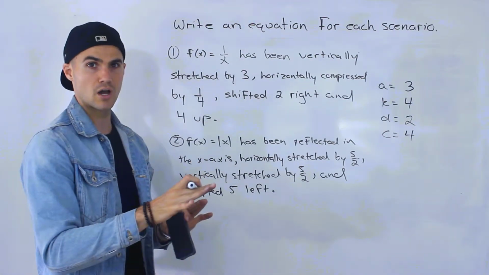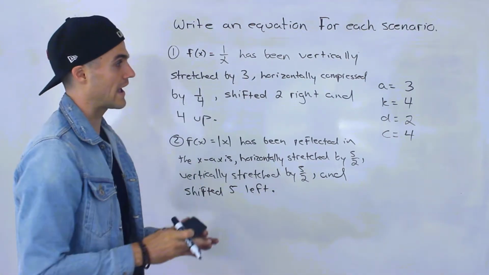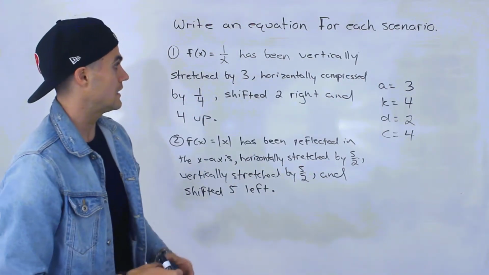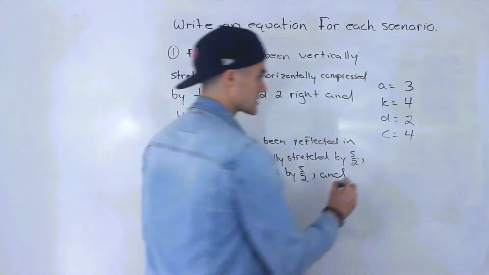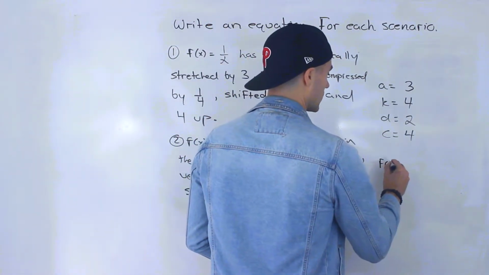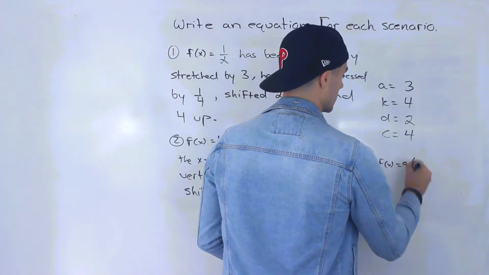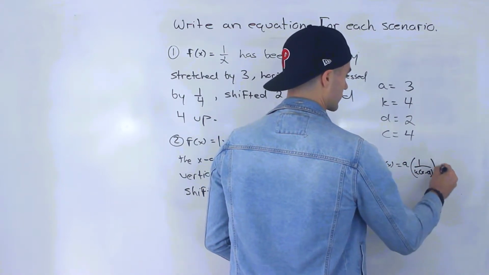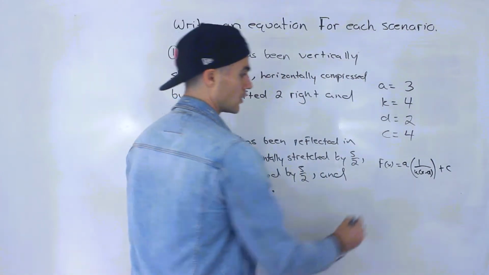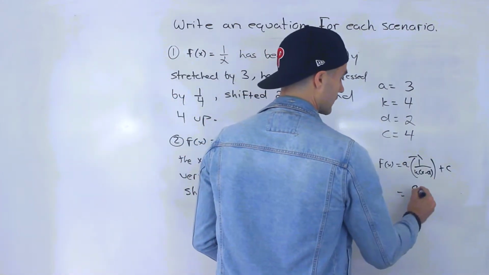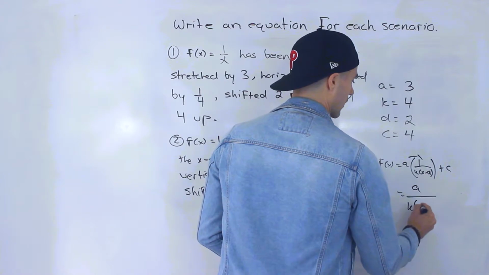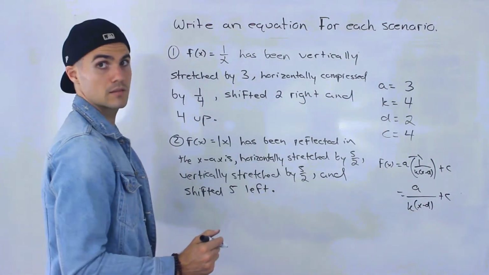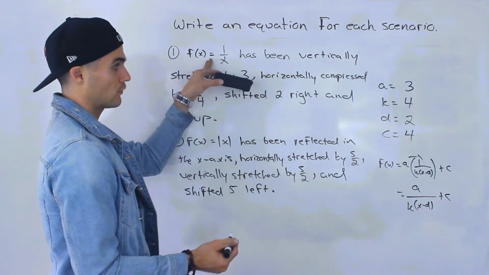Notice there's no mention of reflections in the x or y axis, so the a and the k value just stay positive. Now this is applied to 1 over x, so in general, when we apply transformations to 1 over x, as mentioned in a previous example, it's going to look like that. Or you could take that a value and put it in the numerator. Like that. That's going to be the general format for this parent function.